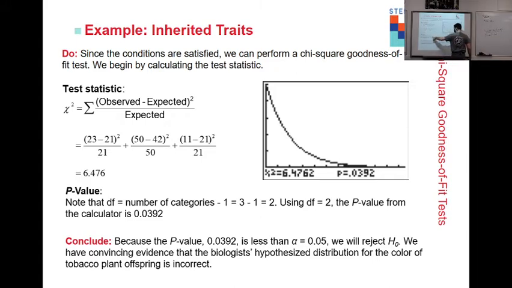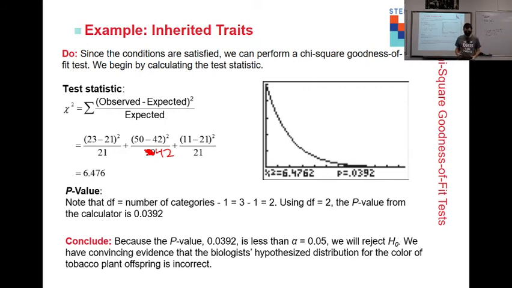Again, degrees of freedom is number of categories minus 1, so 3 minus 1 is 2. Here's the formula. Observed minus expected squared over expected. This should be a 42 here, 42 instead of the 50. Expected goes on the bottom of the formula. And then p-value is less than our alpha level. Reject the null hypothesis. There is enough evidence that the distribution is incorrect.